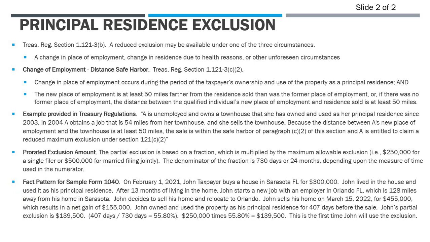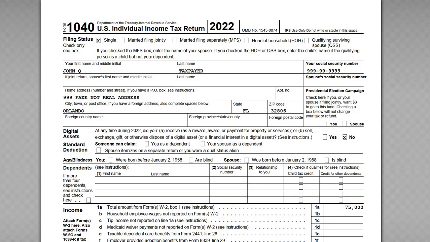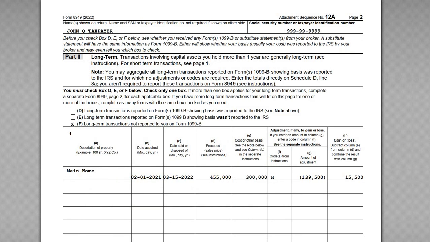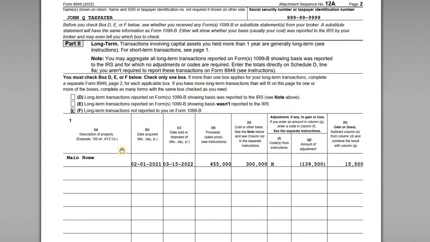So let's look at the tax return itself, and we'll look at Form 8949 and then the home exclusion worksheet. Remember, John is selling his main home here. It's a long-term disposition, because he owned it for more than a year but less than the 2. So we have a long-term transaction that's not reported on a 1099-B. It's reported on a 1099-S. It's his main home. Date acquired Feb 1, date sold March 15th. The sales proceeds from the disposition are $455,000. His cost basis was $300,000. And so the total gain he has here is $155,000.